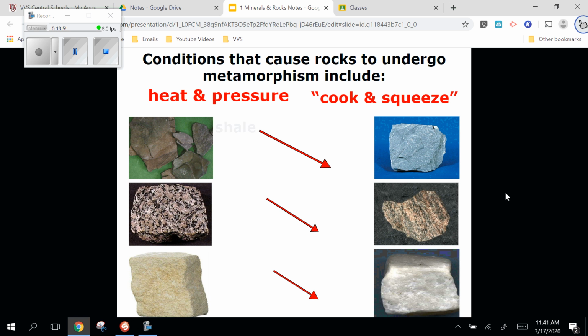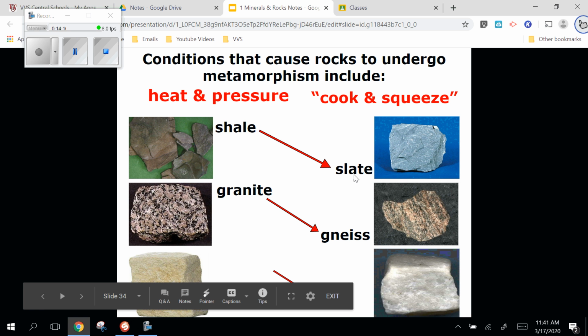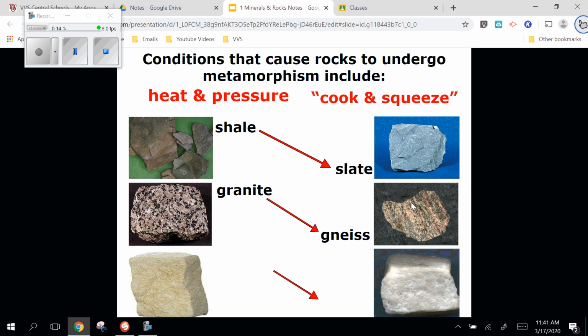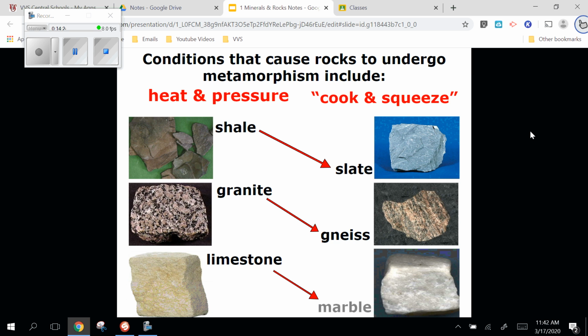All right, so a couple examples. Okay, shale turns into slate if you cook it and squeeze it. Granite turns into gneiss if you cook it and squeeze it. And don't forget, you can also get gneiss by taking shale right here, turning it into slate, and then keep metamorphosing this slate into phyllite, then schist, and then gneiss eventually also. I should have drawn an arrow from this to this also, because this could eventually turn into this. All right? Limestone, if you metamorphose limestone, you end up with marble.